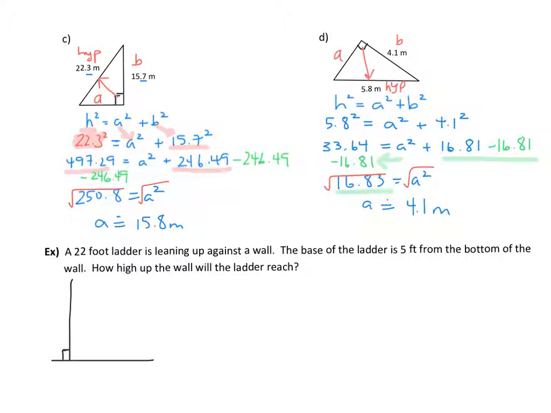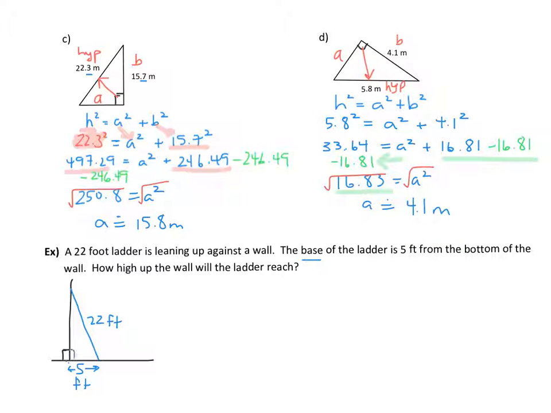The ladder itself is propped up against the wall. It's leaning up against the wall. So let me draw the ladder in here. It's just a side view of the ladder up against the house or the wall. The base of the ladder, base means bottom. The bottom of the ladder is 5 feet from the bottom of the wall. So this distance here, just right here to here, that's 5 feet. And we know the ladder itself was 22 feet. So I'm putting the 22 feet.